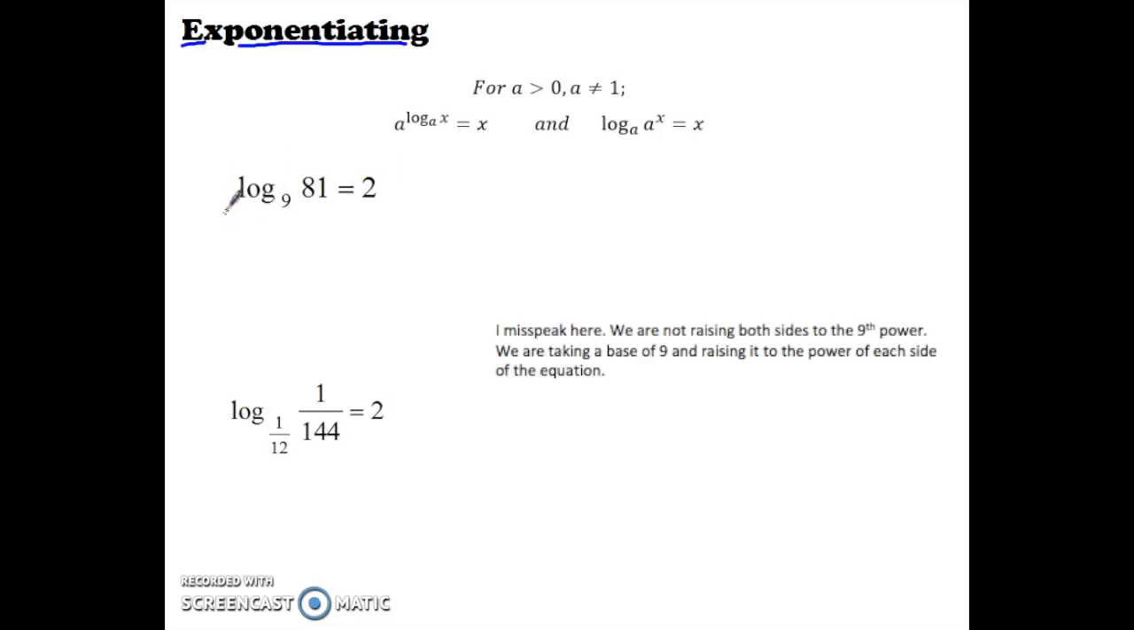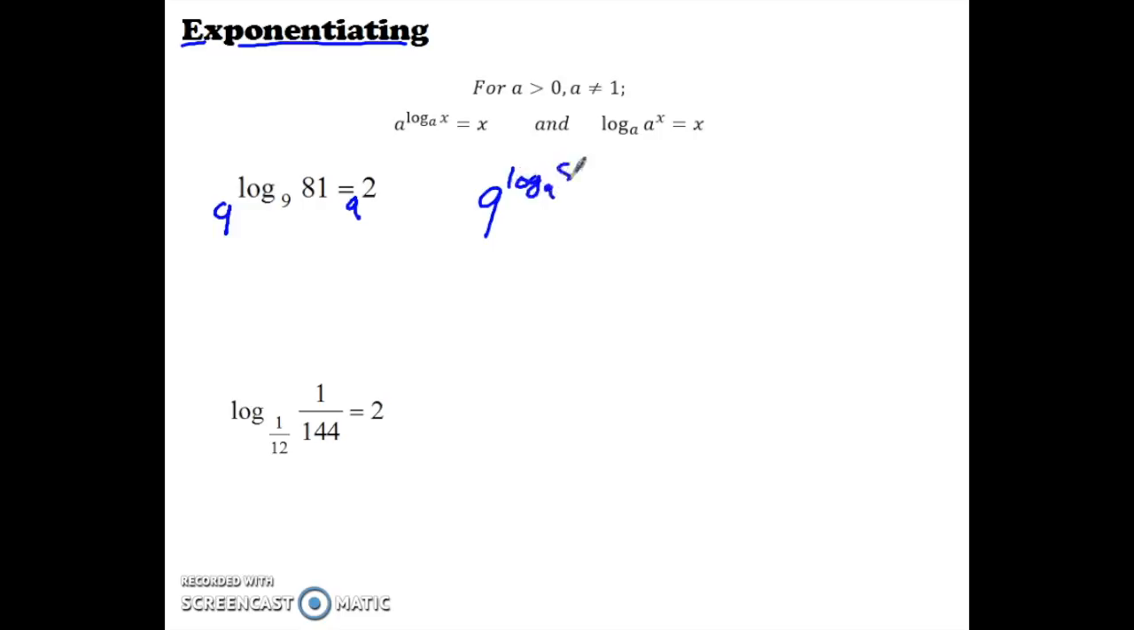So instead of taking log base 9 of 81, we can raise both sides to the 9th power. So if I raise this to the 9th power and I raise this to the 9th power, just to rewrite this so it might look a little less confusing, we're going to have 9 raised to the log base 9 of 81 is equal to 9 to the 2nd power.